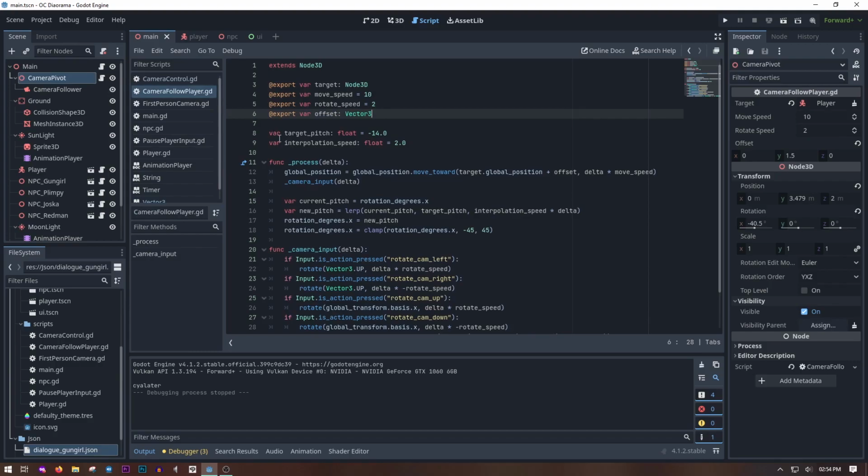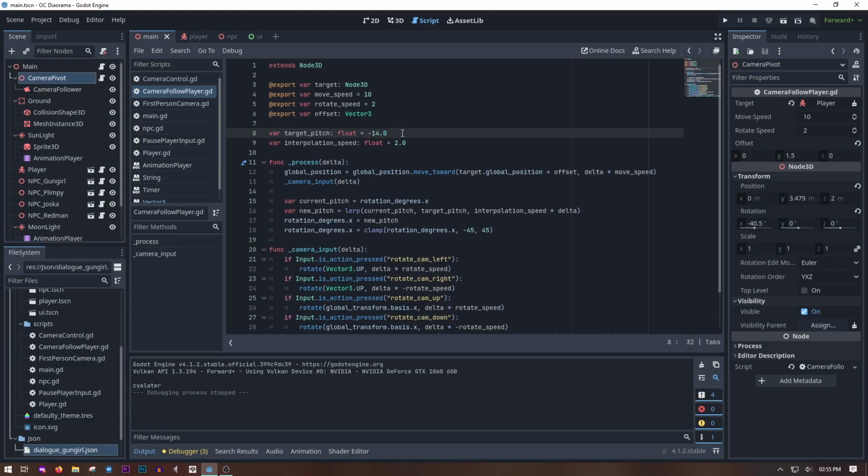Then we got other variables. We've got target pitch, a float value. That's the pitch of the camera. If you imagine an airplane, it's whether the nose is pointed up or down. That's pitch. Roll is whether it's doing a roll, like the wings are going side to side, up and down. And yaw is if it's turning left or right. That's right, I think. Anyway, the pitch is a float value.